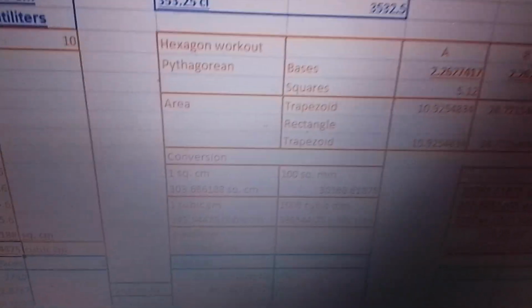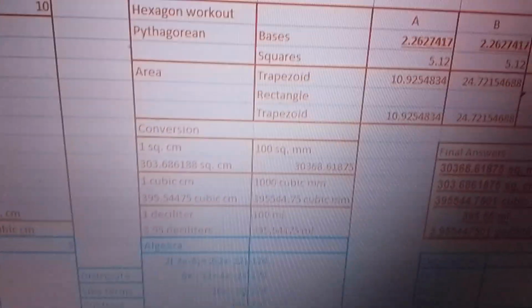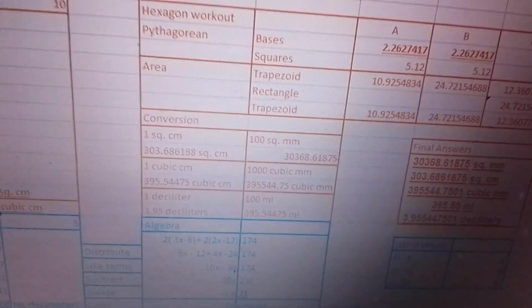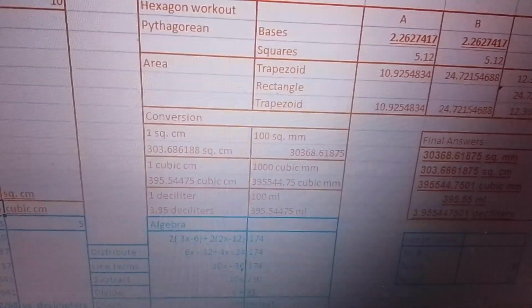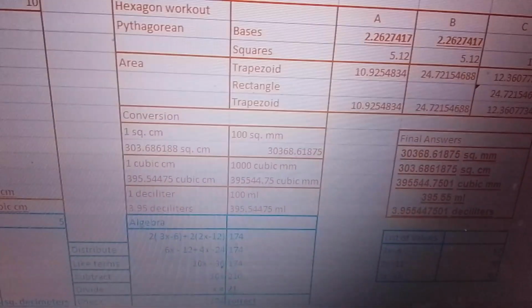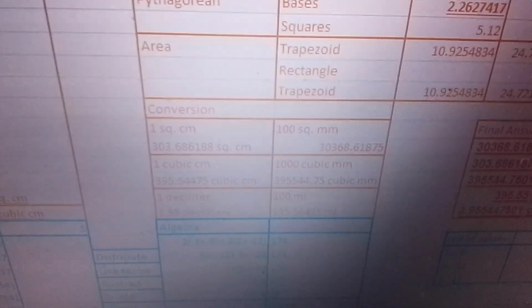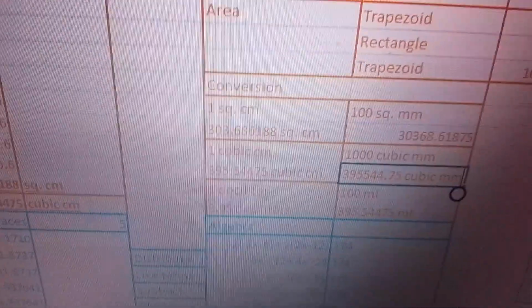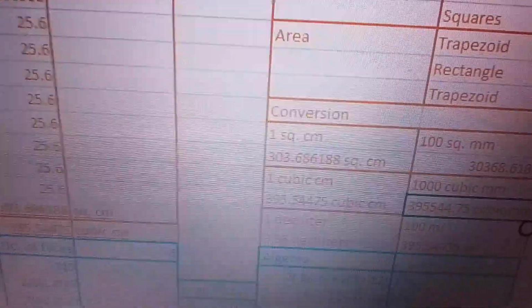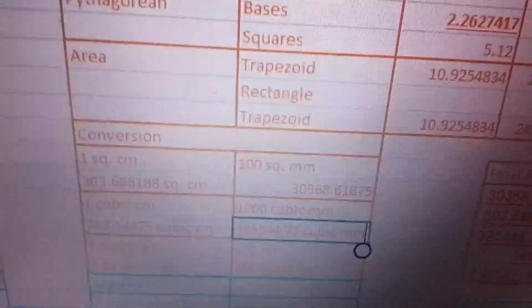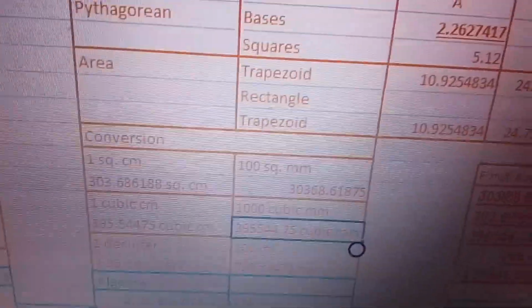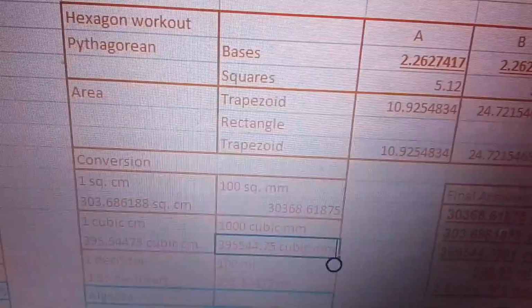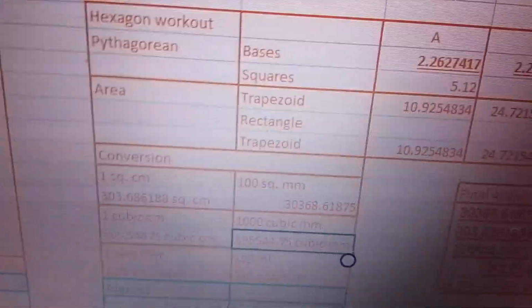Here's the conversion table. We know that 1 square centimeter is worth 100 square millimeters. Why? What do I remember? 1 cm is 10 mm. Square both sides, and you should get the other side as 100. So yung 303.68, we multiply it by 100, we should get, ito yung sagot namin. We move the decimal point 2 places to the right. So 303.68 should be 30,368.61. So yun yung area ng octagonal prism.